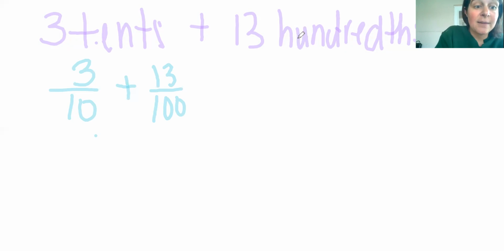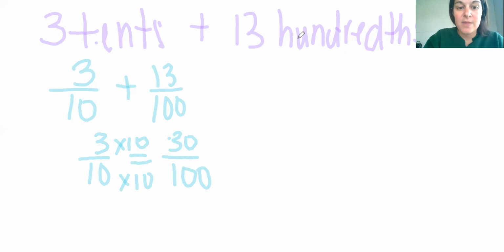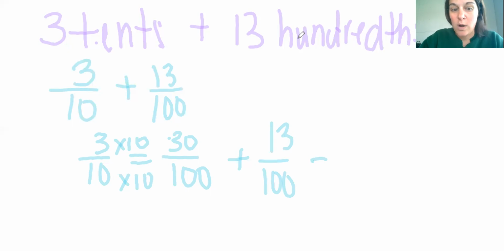I need to take my 3/10 and turn it into hundredths, and I'm going to multiply by 10. What I do to the denominator, I do to the numerator. So we know that we're going to get 30/100, I'm sorry. And now I can just add my 13/100, right? And what am I going to get?